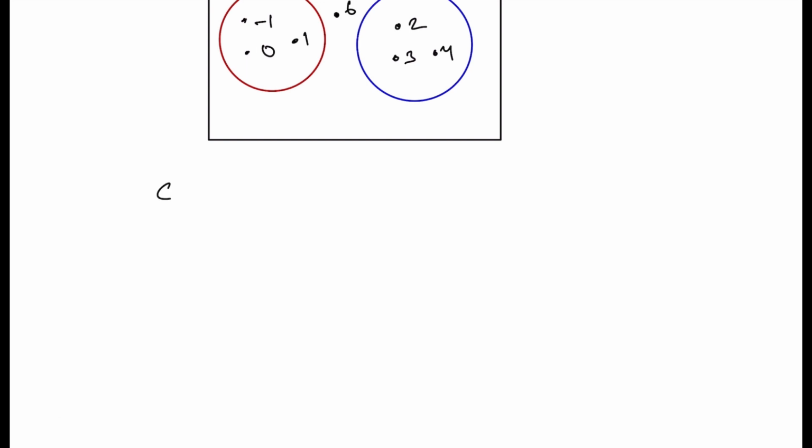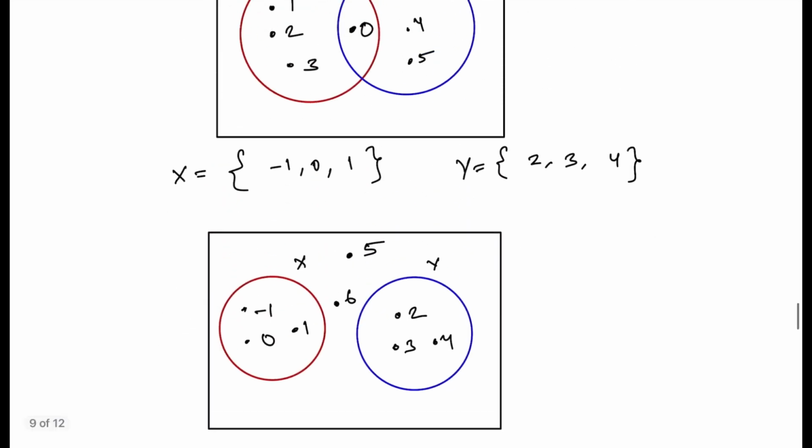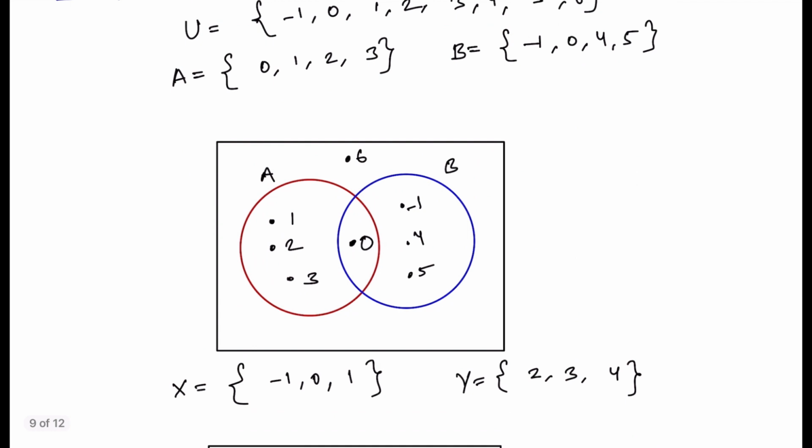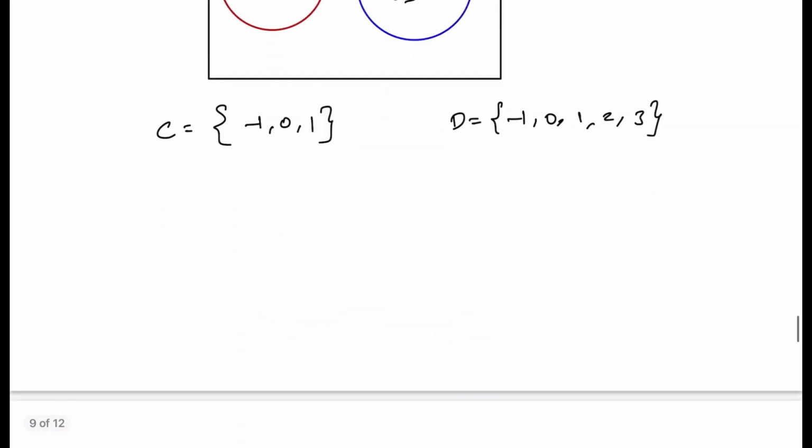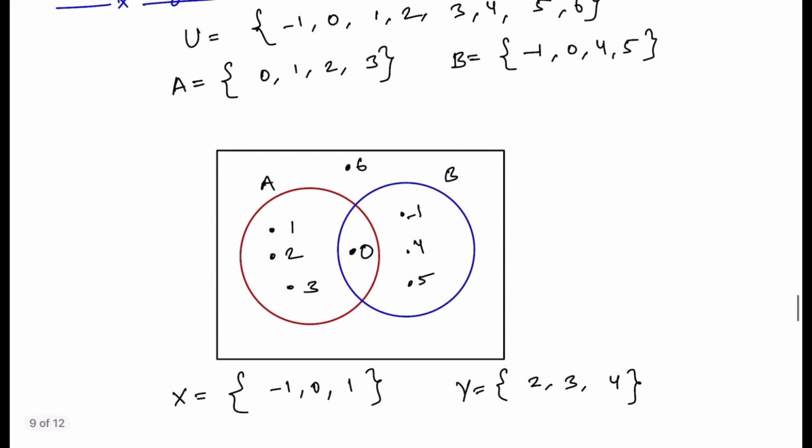Let's take set C that has elements minus 1, 0, 1, and D has elements minus 1, 0, 1, 2, 3. Now this is another case where we have common elements. Like in the first case, this is also a case where elements are common, but there is a little difference. In the first case, if you see properly, all the elements are not common. Only one element is common, or I can say some elements are common, not all elements.